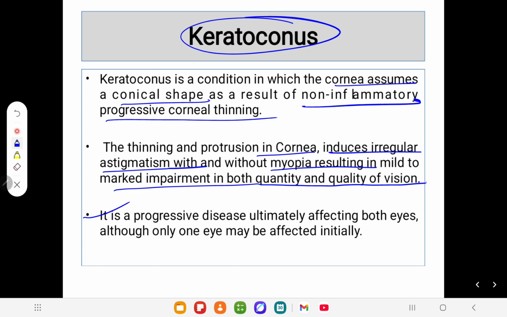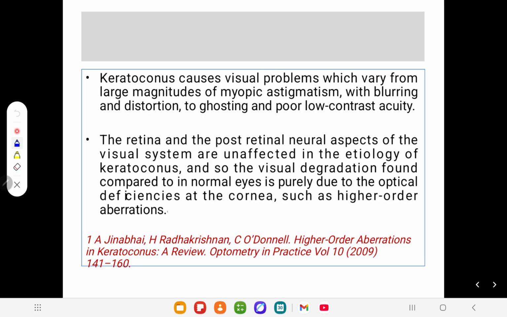So it is a progressive disease ultimately affecting both eyes, and although one eye may be affected initially, yes, there is always a disparity between the two eyes, but it's basically a disease which happens in both eyes. Yes, disparity is there. So in keratoconus, the visual problem may be a large magnitude of myopic astigmatism with blurring and distortion, ghosting, and poor contrast acuity is very important. This thing, ghosting and poor contrast acuity.